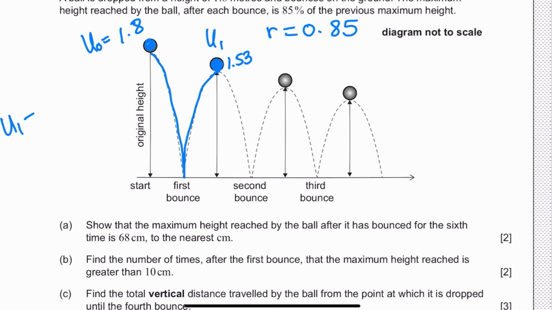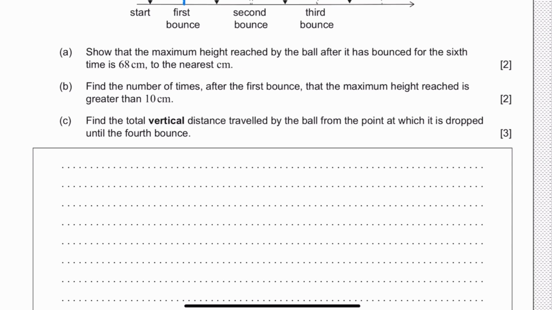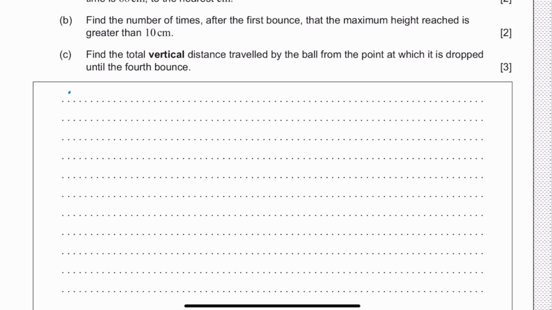And again, I figured that out because I took 1.8, which is the initial height of the ball before it bounced, and I'm going to multiply by 0.85, and that tells me that after the first bounce, then it's 1.53. And I can do this continuously for the second bounce, the third bounce, the fourth bounce. So this is a geometric sequence. In order for me to show this work, I'm going to write down that r is equal to 0.85, and my first term is going to be 1.53.